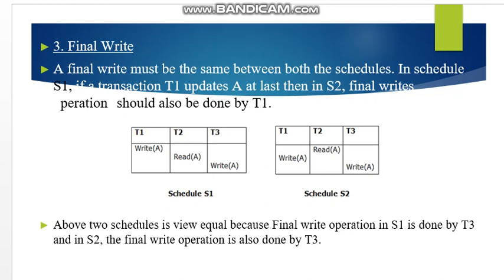So if any schedule is satisfying these three criteria — the initial read should be the same, the sequence of read and write should be the same, and the final write should be done by the same transaction — if these conditions are satisfied, we say that it is a view serializable schedule. So this is all about serializability. Here we end chapter number 3, that is transaction management.